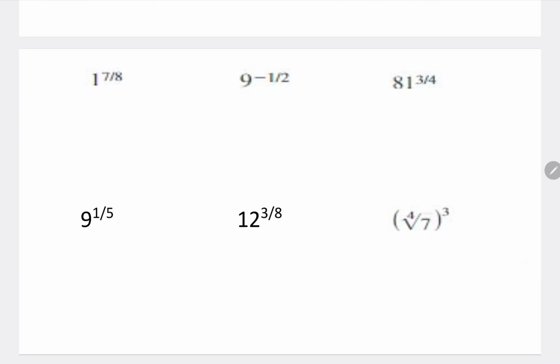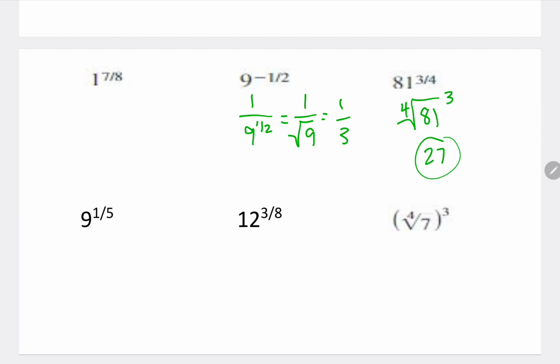These examples are more or less the same. One thing to note is sometimes we're going to be solving these, and when we're solving these it doesn't always come out evenly. A lot of these come out evenly, like this one would be 1 over 9 to the 1/2 power, or 1 over the square root of 9, or 1/3. That one comes out nicely. So does this one, 81 to the 3/4 power would be the 4th root of 81, or 3 cubed, which is 27. But 9 to the 1/5 power is the 5th root of 9 to the 1st power, and that doesn't come out evenly.